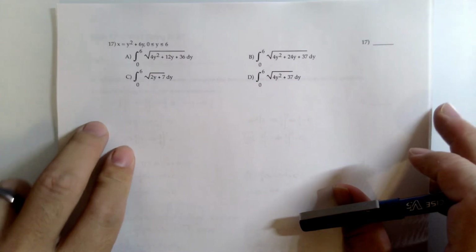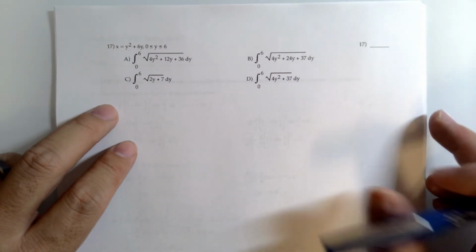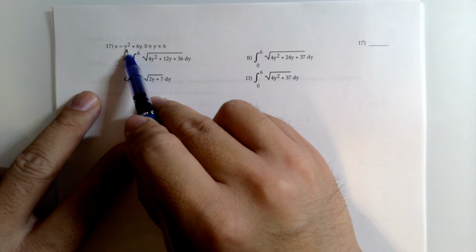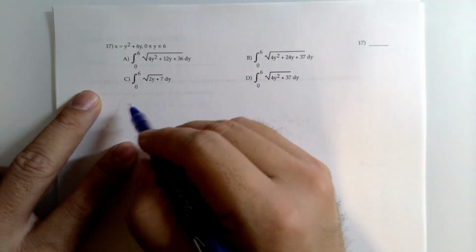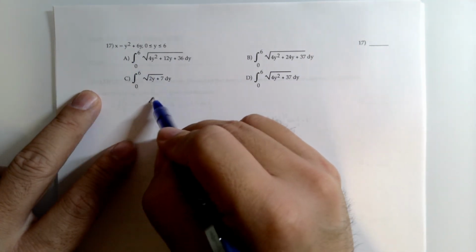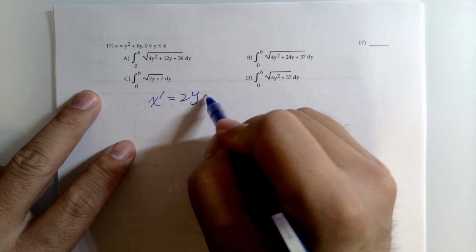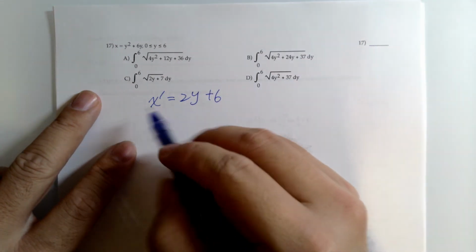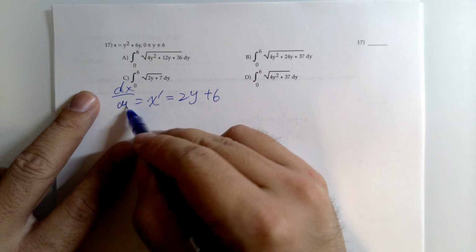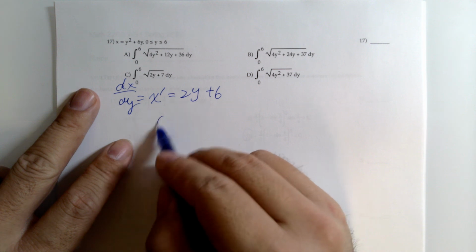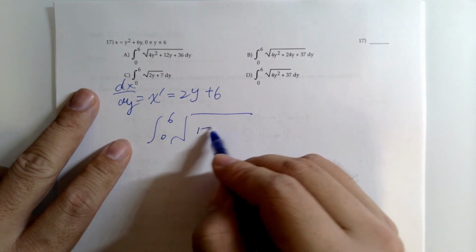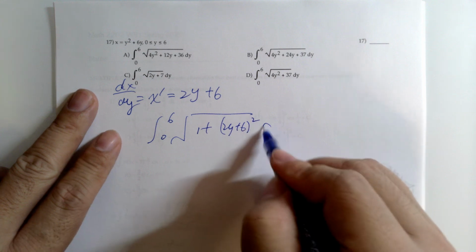Let's see if we have some other examples. Oh, we got one. So it's a similar thing, okay? For here, you can see that x equals y squared plus 6y, where y is from 0 to 6. So the derivative with respect to y, x prime or dx/dy, is going to be 2y plus 6, right? So the length of the curve is the integral from 0 to 6 of the square root of 1 plus (2y plus 6) squared dy.